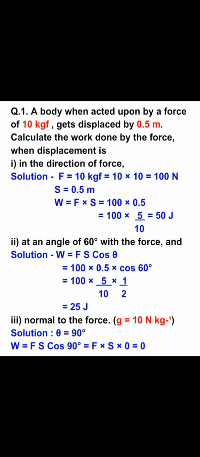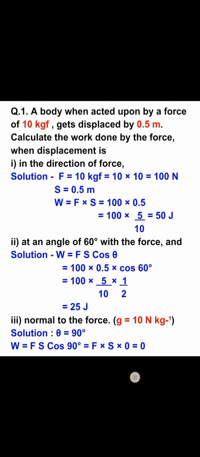So solution number 1 is, the force is given 10 kgf and g's value is taken 10 Newton per kg. So whatever the value of 10 kgf is there, we have to convert it into Newton. So 10 into 10 equals 100 Newton we have to take. S equals 0.5 meter. W equals F into S equals 100 into 0.5 equals 100 into 5 by 10. So after simplification, we'll get it as 50 joule.